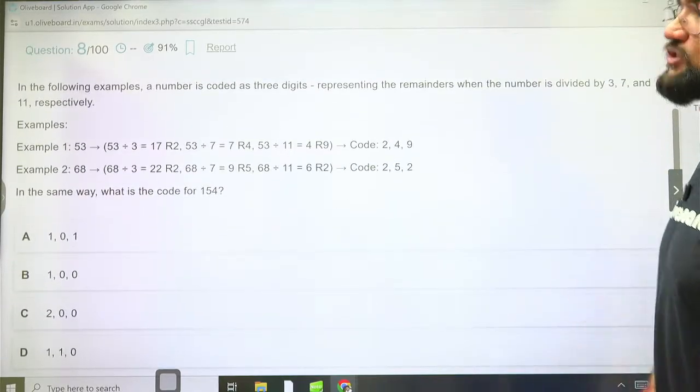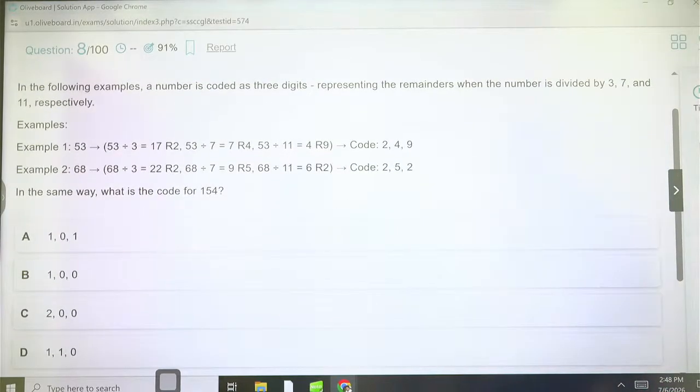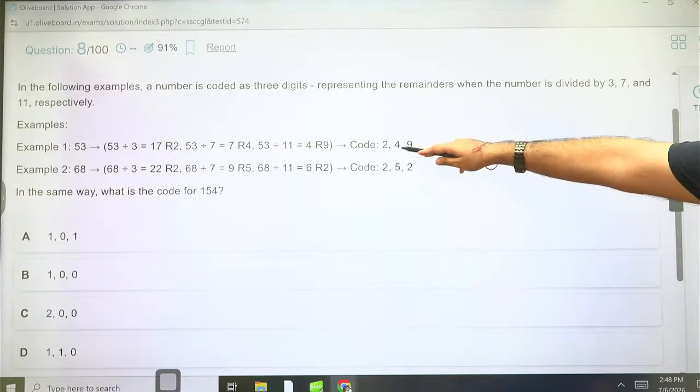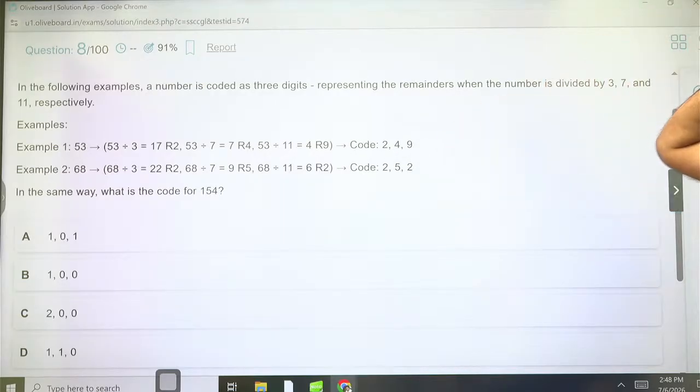Okay, this is an excellent question actually. A certain code is given to you. They are telling you that a particular number is coded by 3 digits. Look at this. 53 is coded as 249. 68 is coded as 252. But how is the code obtained?